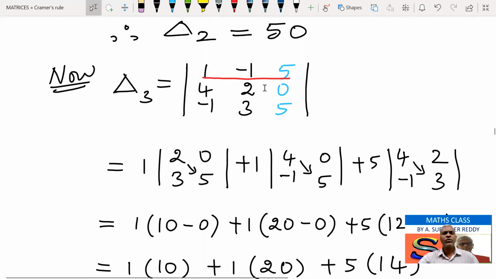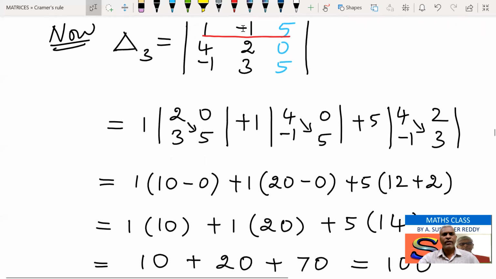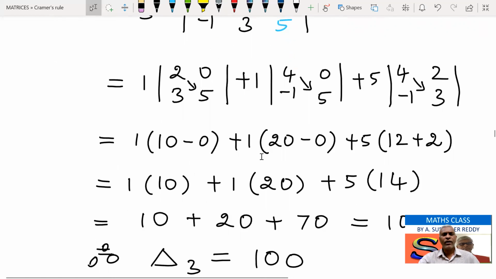1 into 2 0 3 5, minus 1 becomes plus 1. So except 2 3, take the 4. And plus 5, except 0 5, take the remaining 4 2 minus 1 3. And 1 into 2 into 5 is 10, minus 3 into 0. And this minus 1 becomes plus 1. 1 into 4 into 5 is 20, 1 into 0 is 0.